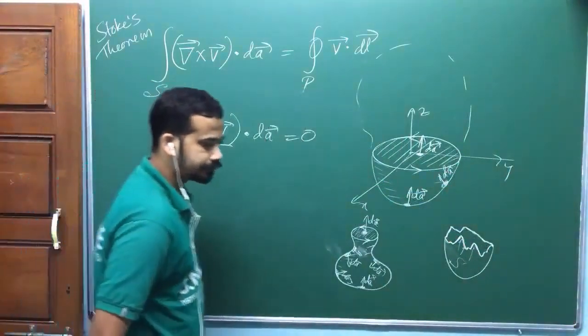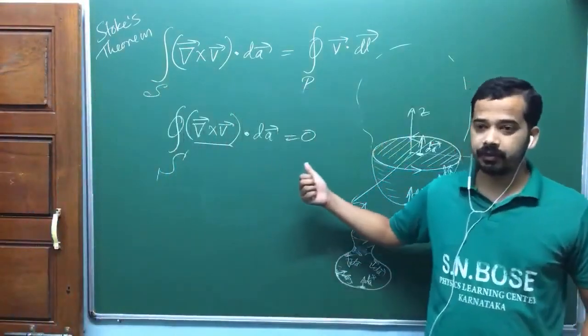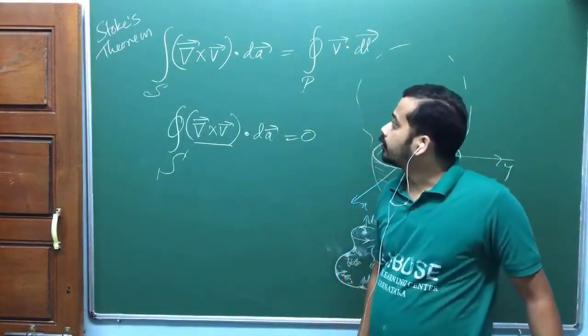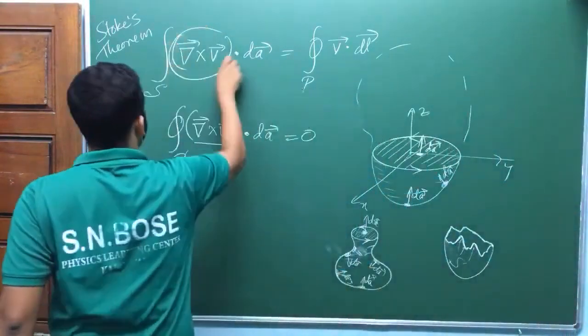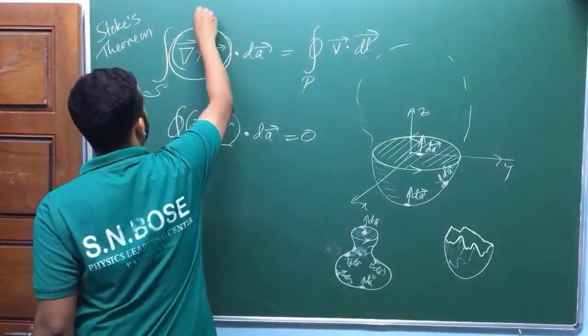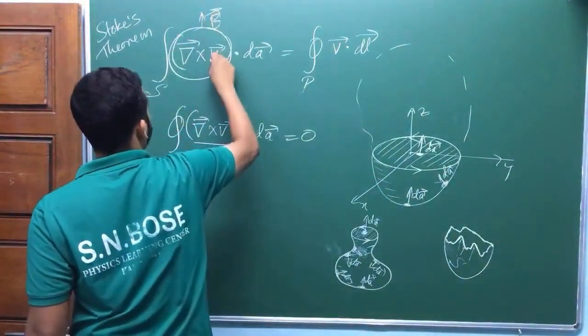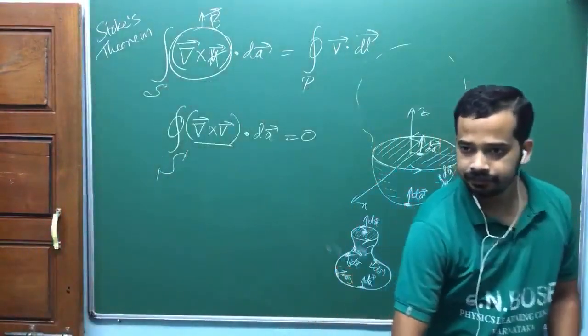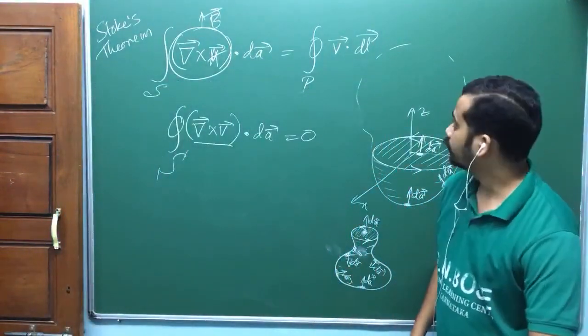What is the example of that, sir? The magnetic field will behave like this. This whole thing you can write as a magnetic field, and this one you can write as a vector potential. We shall see that later.